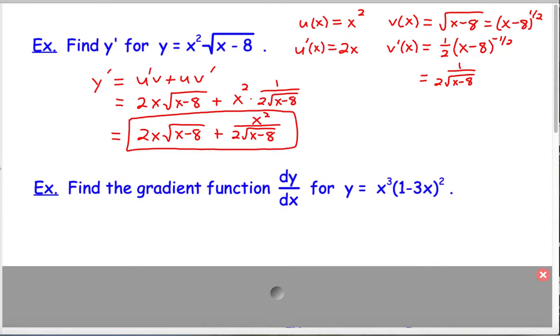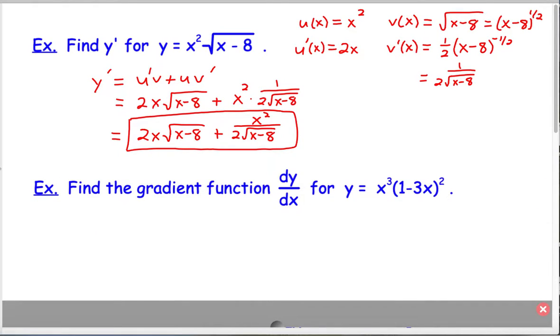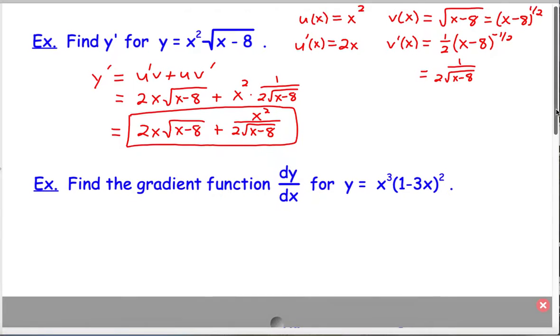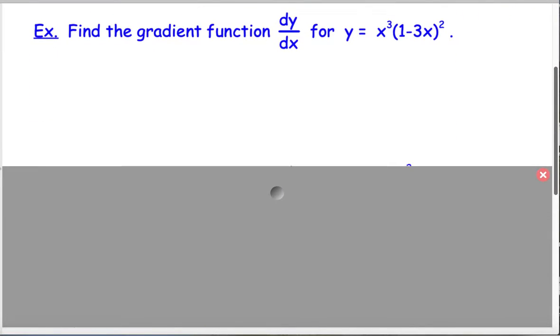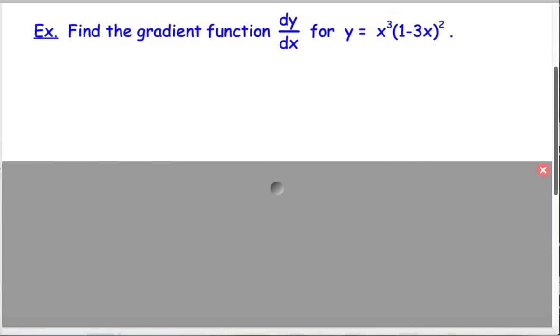All right, let's try another one. And maybe it would be a good idea to pause and go ahead and try and work this one out first, and then see how you did. All right, so once again, dy dx, or y prime, or the derivative of y with respect to x. So my u function is x cubed, and my v function is 1 minus 3x quantity squared. Now to do this, there's a technique that we want to apply called the chain rule, but we haven't worked with that yet.